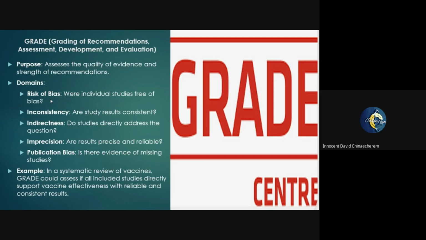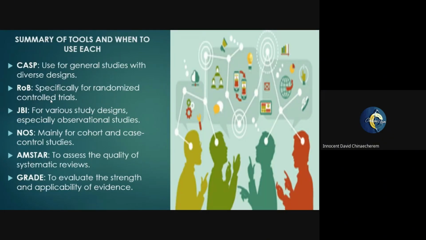So the GRADE assessment is another similar one that is being performed here, where we try to assess the quality of the overall evidence of the review. We look at some of the domains like the risk of bias, inconsistency, indirectness, imprecision, and publication bias. So these are the things we usually do, and it's used in assessing the overall quality of the review evidence.